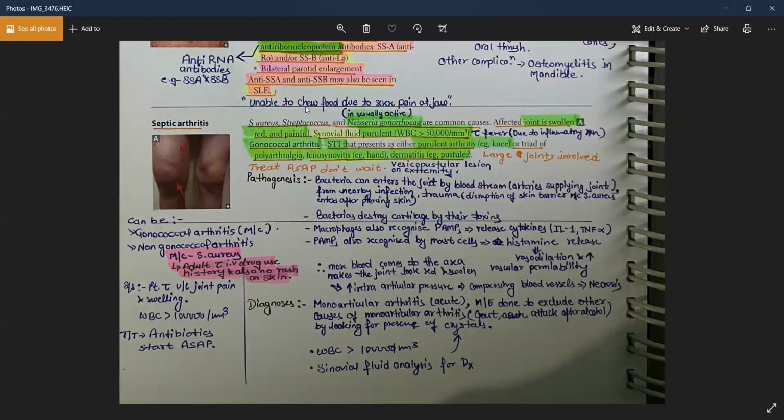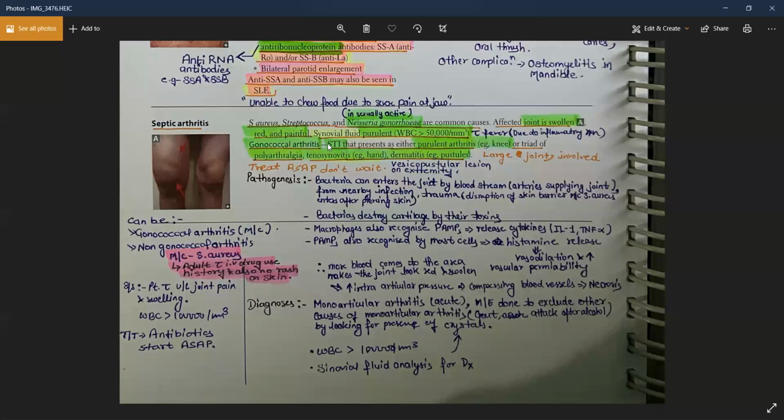And along with the joint pain, if you have vesiculopustular kind of rashes all over the body, which means pus forming vesicles all over the body, that means 100% it is a case of septic arthritis. And it must be gonococcal septic arthritis. The patient generally has a history of a recent sexual encounter. The patient has joint pain and a rash all over the body, that means it is gonococcal arthritis.